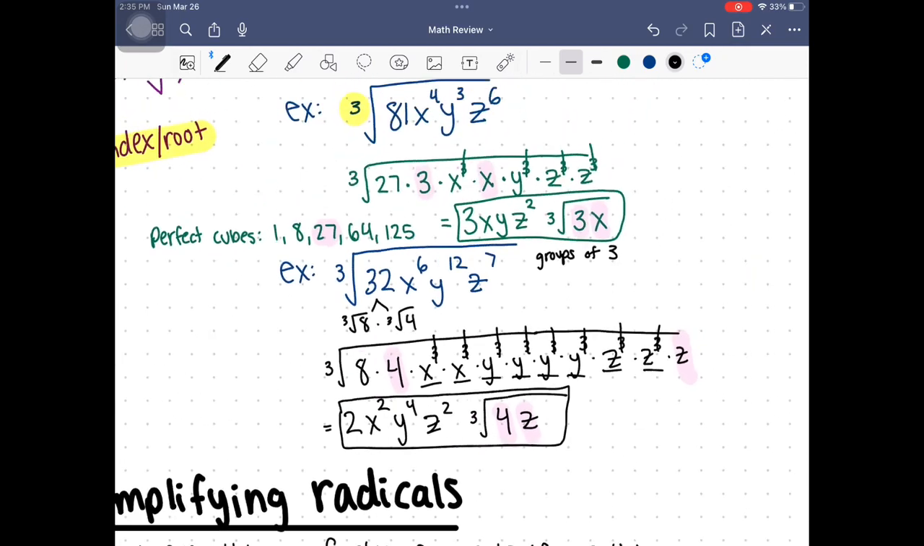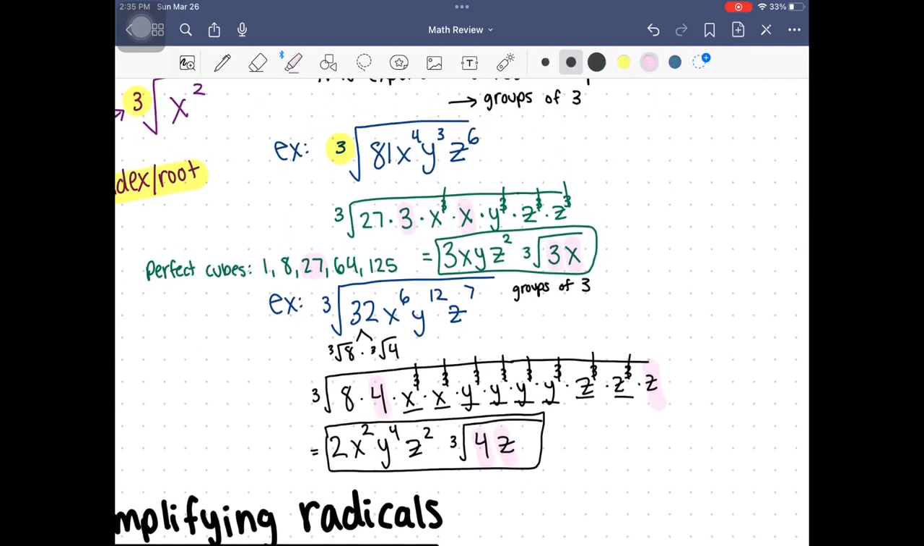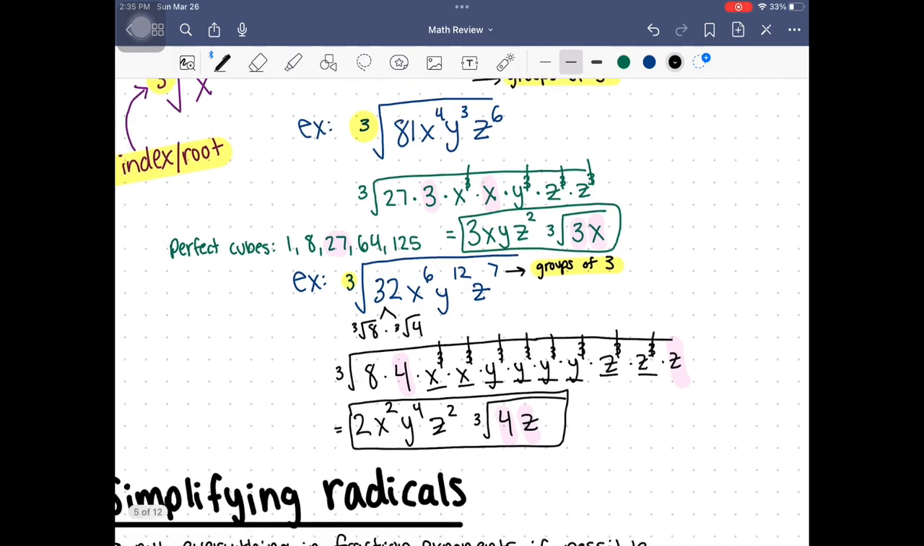The biggest thing I'm going to tell you is I want you to look at your index right here, also known as your root, and those are the groups you need to get it into, okay? If you have like an index of 2 or a square root, then you're going to have to get everything in groups of 2, okay?